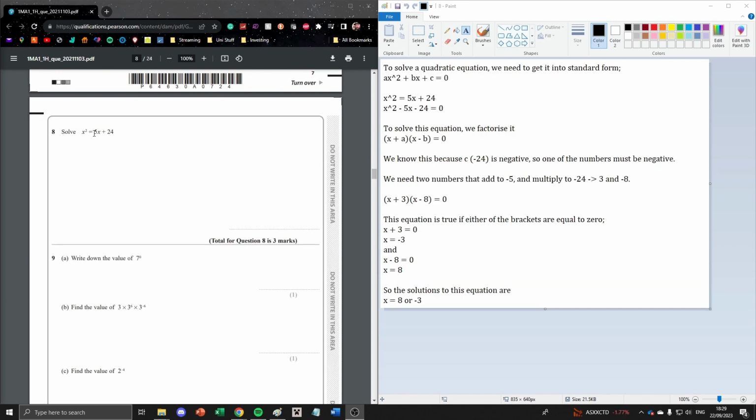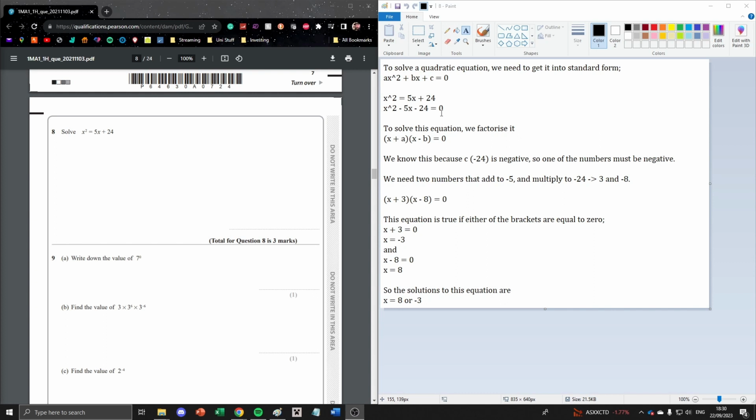Question 8 looks into a quadratic expression. So we're asked to solve x squared equals 5x plus 24. Now, if we want to solve a quadratic equation, it's normally best to rearrange it into this form, ax squared plus bx plus c equals 0. So that's what we're going to do first. We're going to subtract 5x plus 24 from both sides. So we end up with x squared minus 5x minus 24 equals 0.